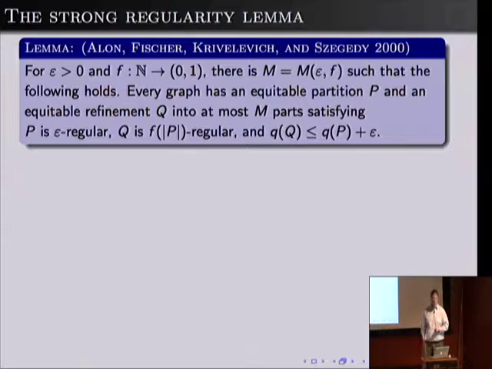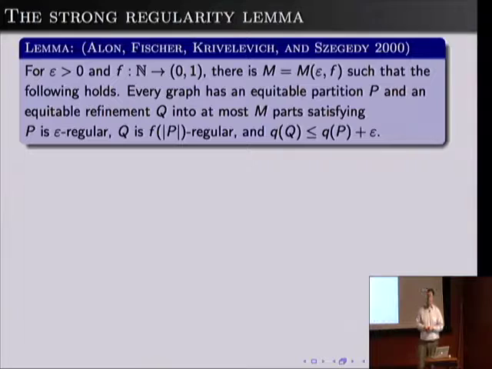So first we have to say, what is the strong regularity lemma? Well, you're given an epsilon greater than 0 and a function from the positive integers to the interval (0, 1). And then there's going to be some M such that the following holds. Every graph has a pair of equitable partitions, P and Q. Q is going to be a refinement of P. And each of them have at most M parts, satisfying P is epsilon regular.